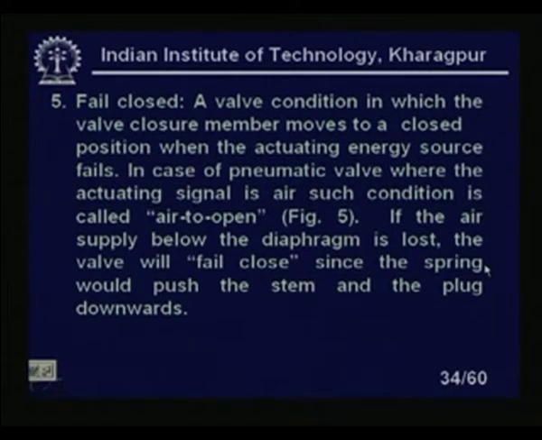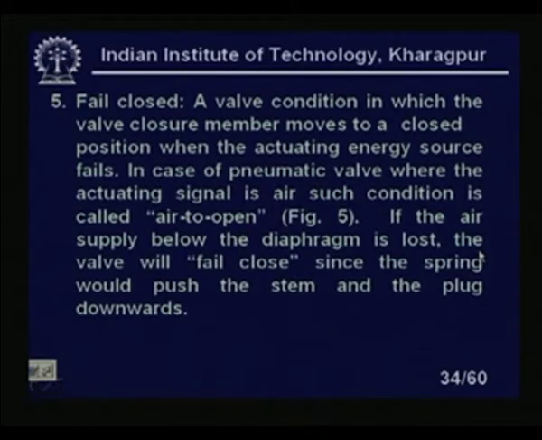Now fail closed. So far we have seen the fail open valve. A fail closed valve is a valve condition in which the valve closure member moves to a closed position when the actuating energy source fails. In the case of a pneumatic valve where the actuating signal is air, such a condition is called air to open. If the air supply below the diaphragm is lost, then the valve will be fully closed, fail closed, since the spring would push the stem in the valve down.